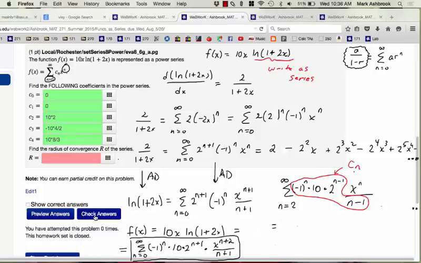But if it's written this way, there are no terms for n equals 0 and n equals 1, so those would be 0. The first term we get is an x squared term, which is C2. So I plug 2 in for n, and that gives me my C2.